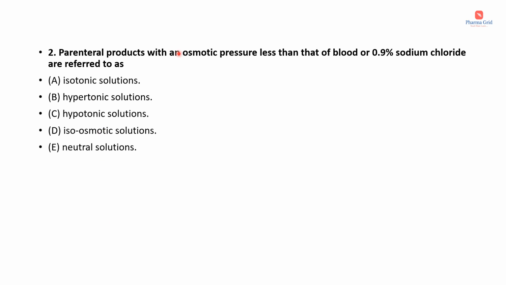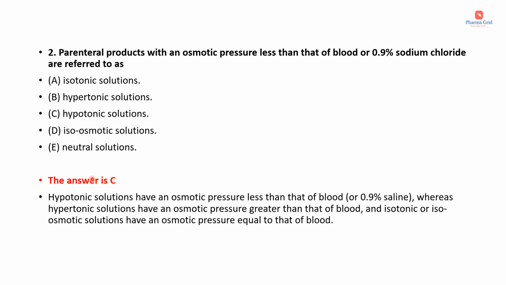Parenteral products with an osmotic pressure less than that of blood or 0.9% sodium chloride are referred to as. Options are isotonic solutions, hypertonic solutions, hypotonic solutions, isoosmotic solutions, neutral solutions. Answer is option C, that is hypotonic solutions.